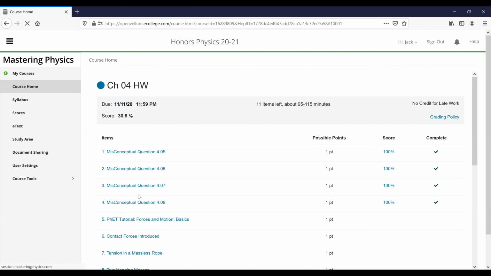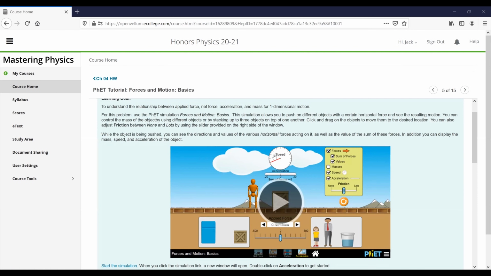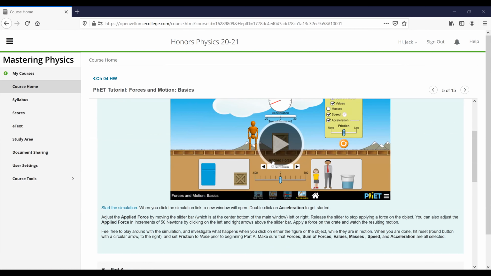This one. Yes. Forces and motion basics. This one right here. Yes. Okay, so did you play this? Not yet. Okay, I mean that would be a good place to start.